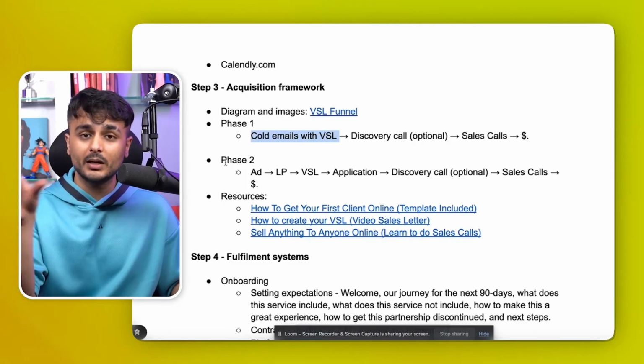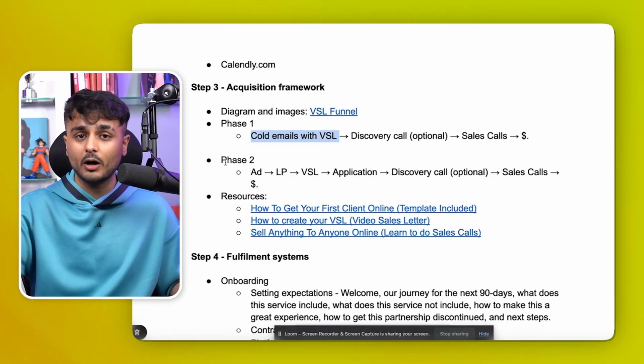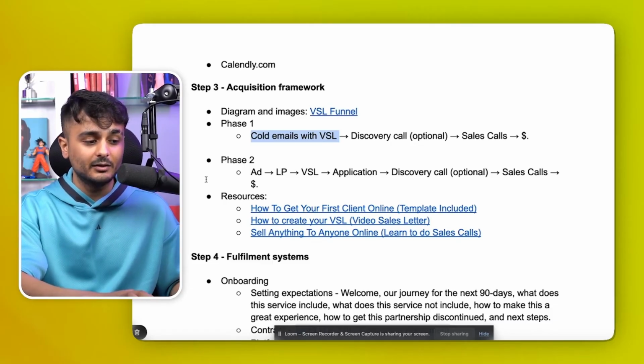And then I took that money, instead of spending it on cars and whatnot, and I decided to reinvest it into ads and start sending people to a landing page. People would watch a VSL, fill out an application, then I would do a discovery call, then a sales call, and that resulted in money.